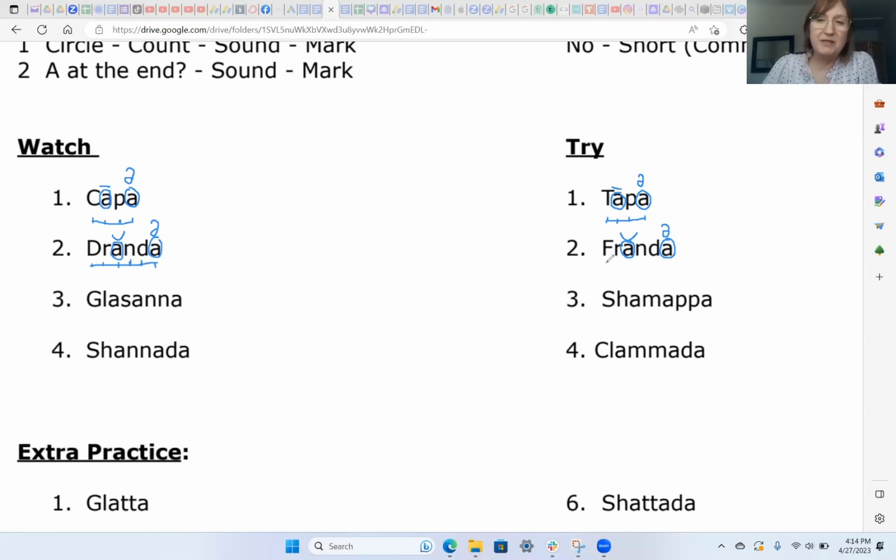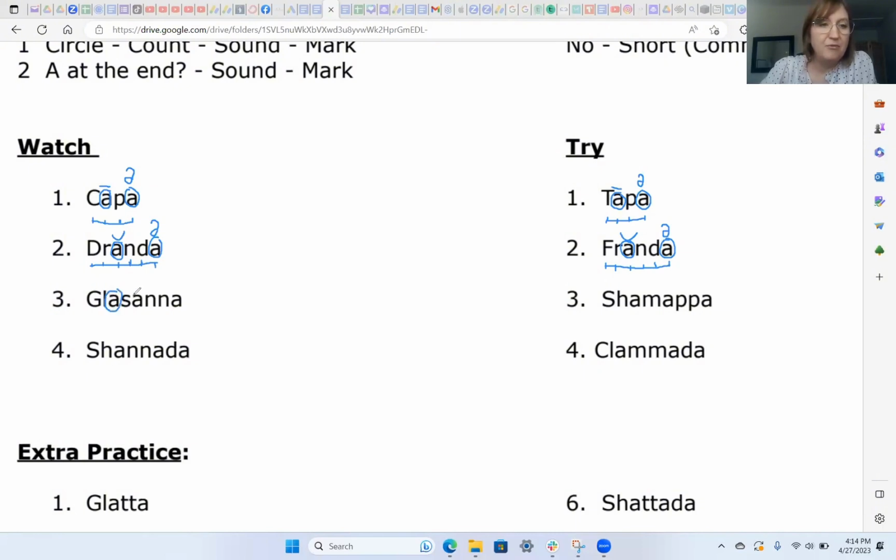Okay, so when we pencil read this word, we have the short A sound because the next two letters are consonants. The A is going to say schwa because it's at the end. So franda, franda. All right, let's come over here and I will try my number 3.